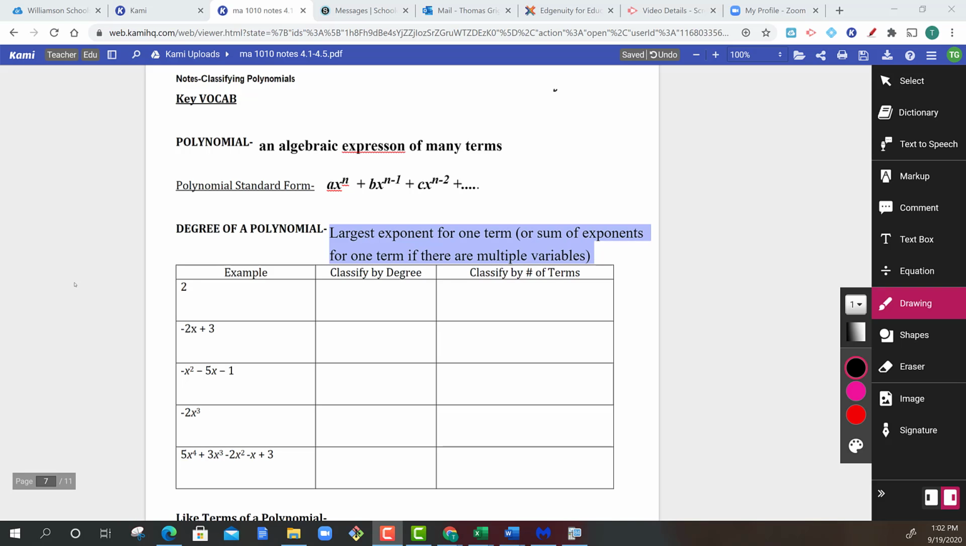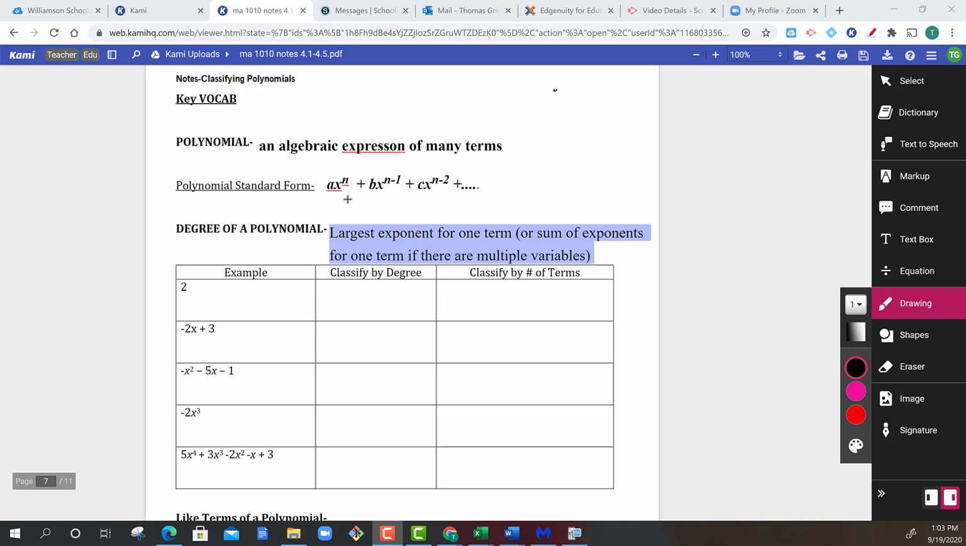All right, in this video, we're going to talk about polynomials and what they are. So a polynomial is just an expression of many terms. So the prefix poly, of course, in Greek means many. So that's where that definition comes from.